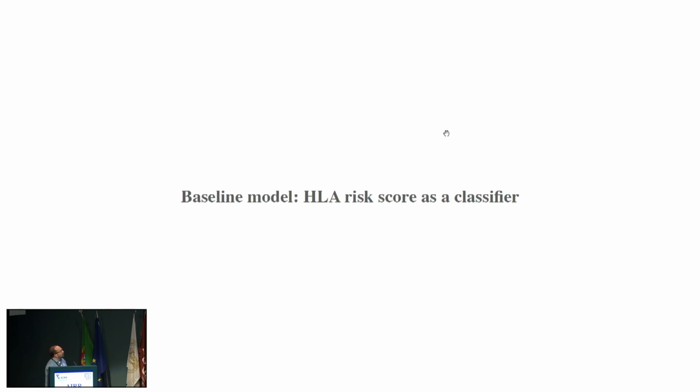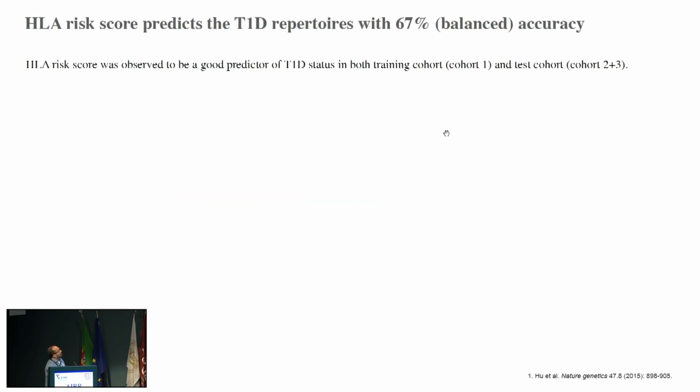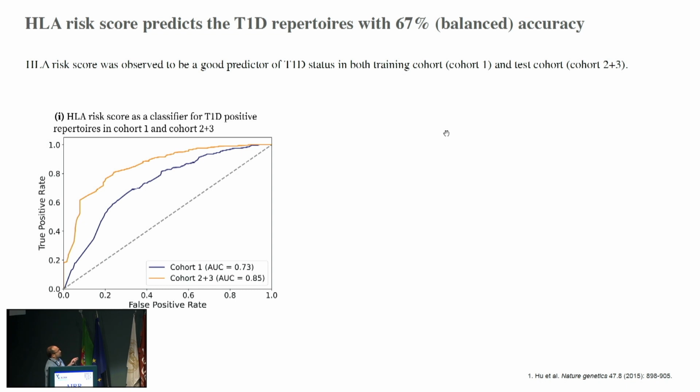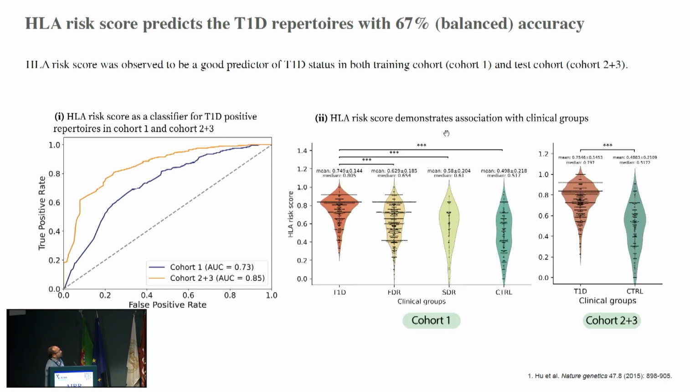So further, we wanted to see how this HLA risk score works as a classifier, and we use it as a baseline model. And the HLA risk score was a very good predictor of the positive and negative repertoires. And we see that in cohort 2 and 3, we got an AUROC of around 0.85. And when we look at the HLA risk score in different clinical groups, we see that it is much higher for type 1 diabetes compared to the other clinical groups.